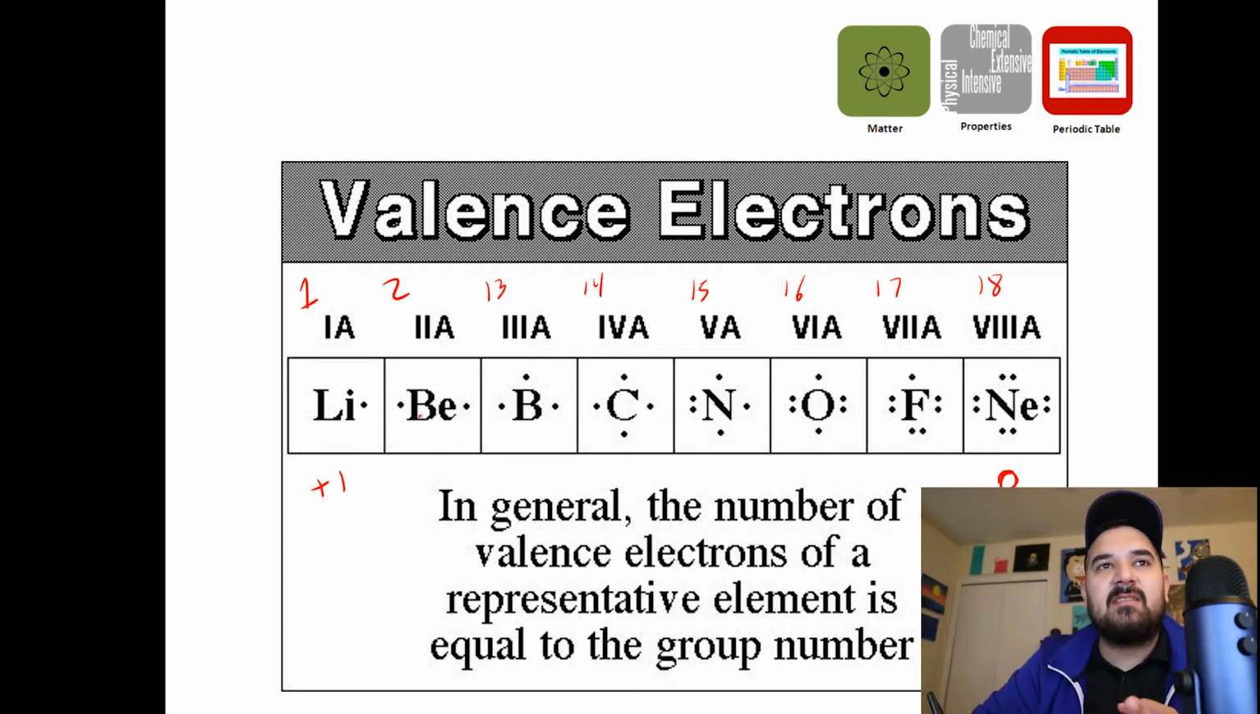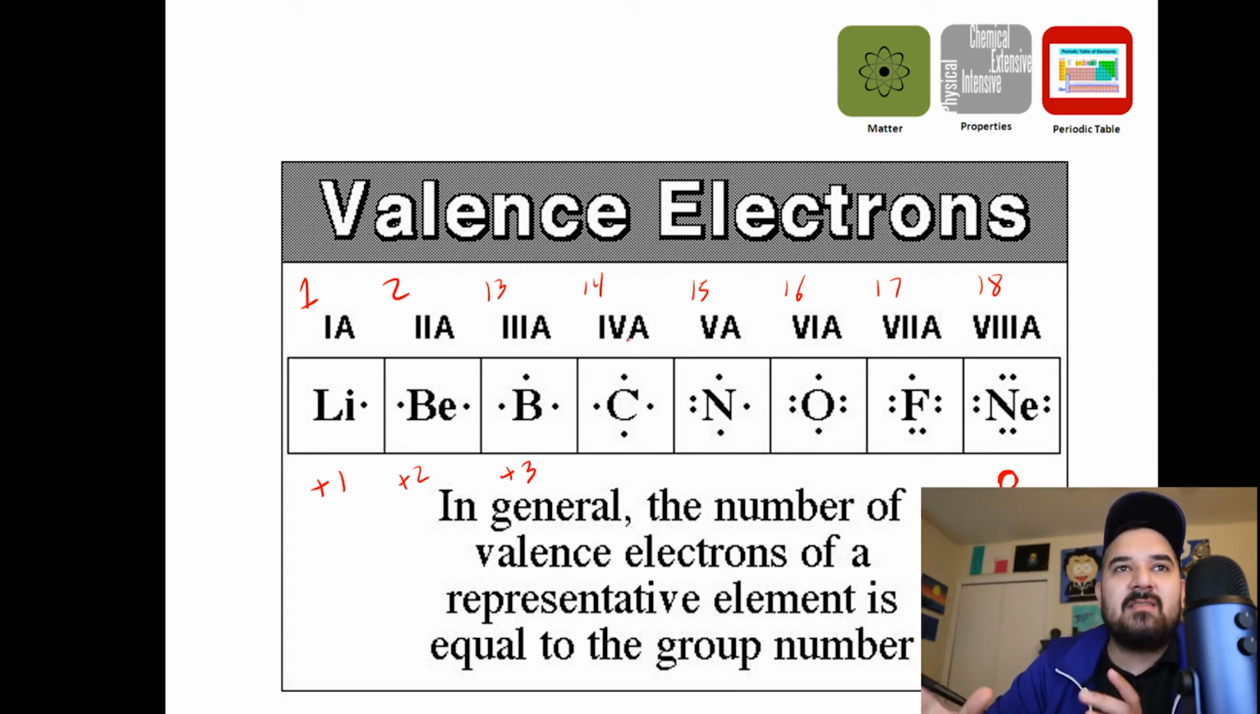Beryllium has 2 valence electrons in its outermost shell. So it has 2 options. It could either give away 2 electrons or it could gain 6. Gaining 6 is much more difficult than losing 2. So we're going to give this one a +2 charge. Then we have boron. Boron has 3. It could give away 3 or it could gain 5. It's easier to lose 3, so we're going to call this a +3.